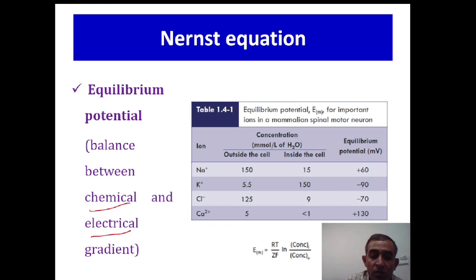the potential difference at which the chemical and electrical gradients balance, at that potential difference, is called the Nernst potential of that individual ion. For example, for potassium it is -90 millivolt. For sodium it is +60 millivolt. For chloride it is -70 millivolt. Calcium is +130 millivolt. So it is different for different ions, and that is called the Nernst potential. So the Nernst potential is applicable to individual ions, in which there is a balance between the concentration or chemical gradient and the electrical gradient.